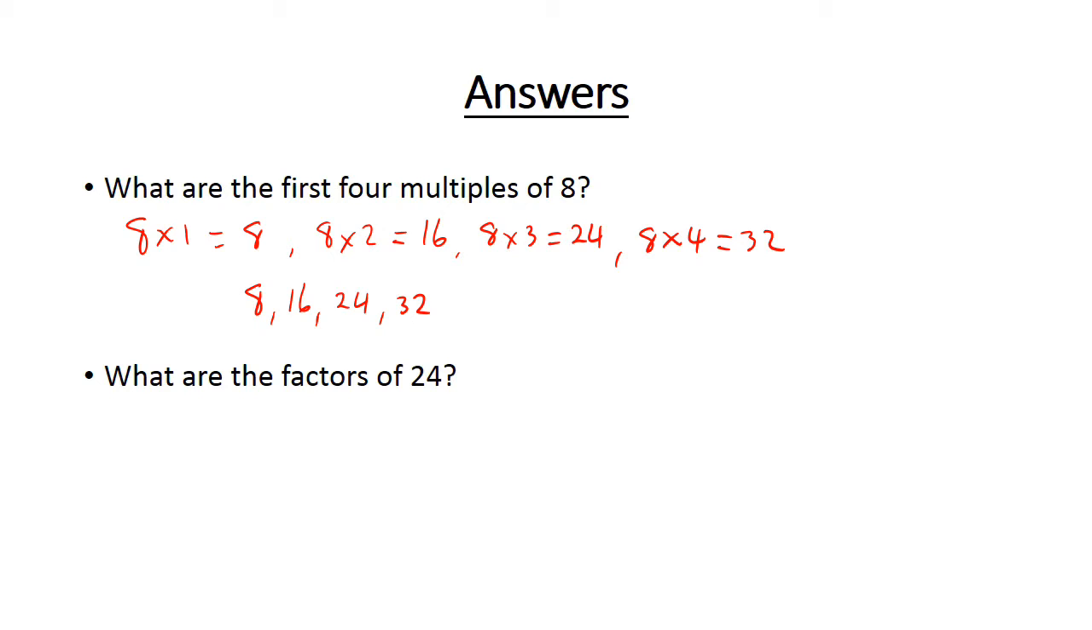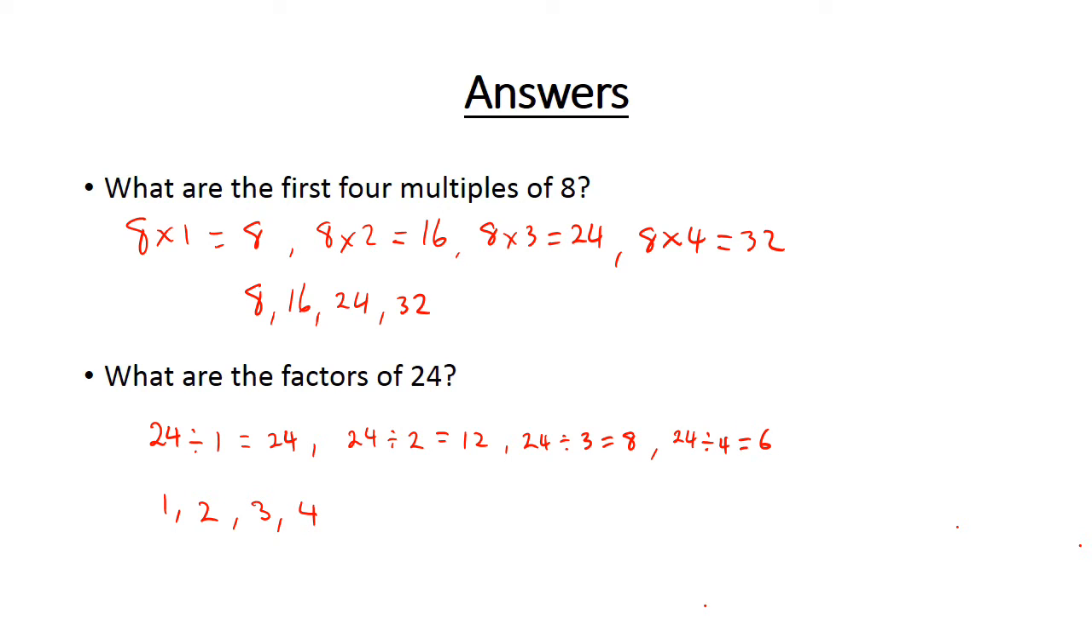Now the second question said, what are the factors of 24? So these are numbers that go exactly into 24. Well, we know 24 can be divided by 1, and that gives us 24. So 1's our first factor. We know that 24 can be divided by 2, which gives us 12. So we can say that 2 is our next factor. 24 can also be divided by 3, which gives us 8. So 3 is a factor. And 24 can be divided by 4, which gives us 6. So therefore 4 is a factor.